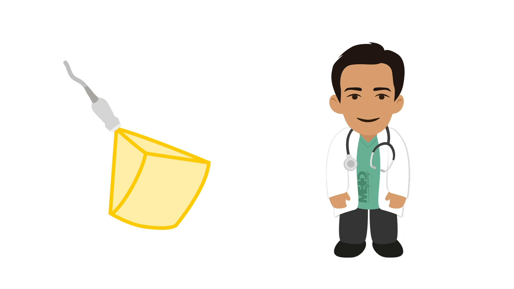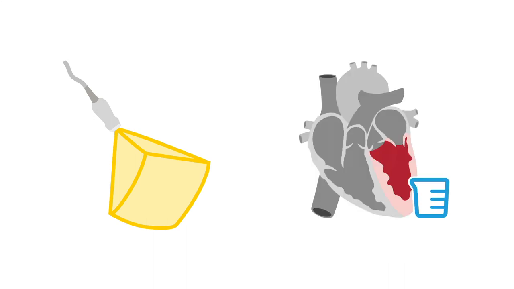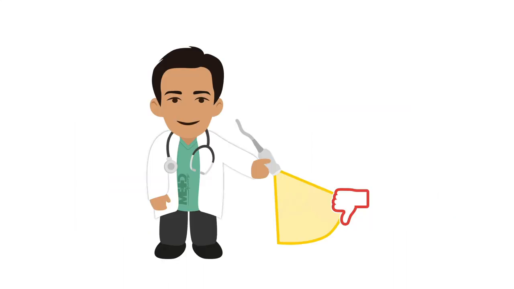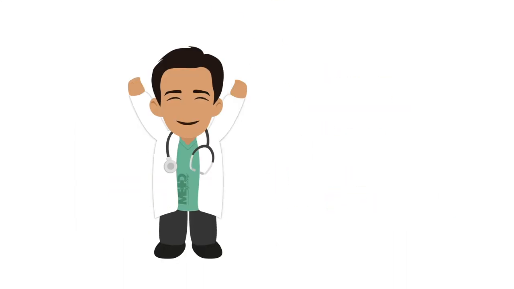In summary, 3D echo can aid in the assessment of left ventricular volume, function, geometry, and mass, since it allows you to view the true left ventricular shape and the limitations of 2D echo are overcome.